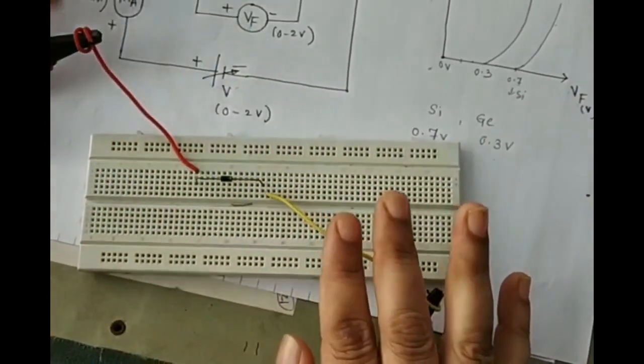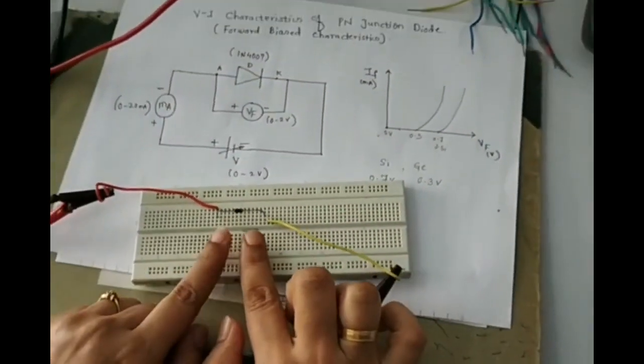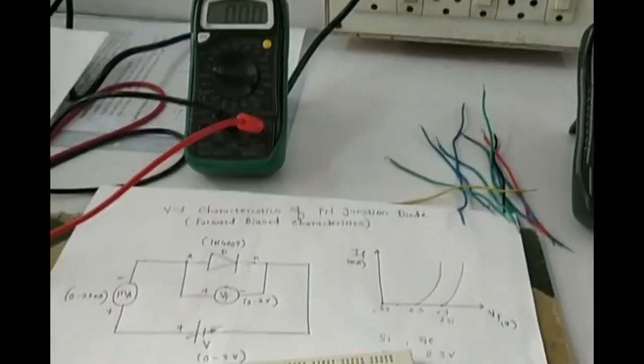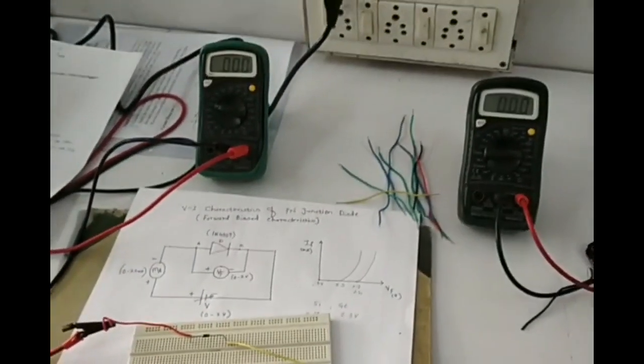After that, we are going to connect the current meter. Now see, one more thing here, for forward voltage measurement, we have connected this DMM in such a way that it is connected in parallel, or across, not in series.